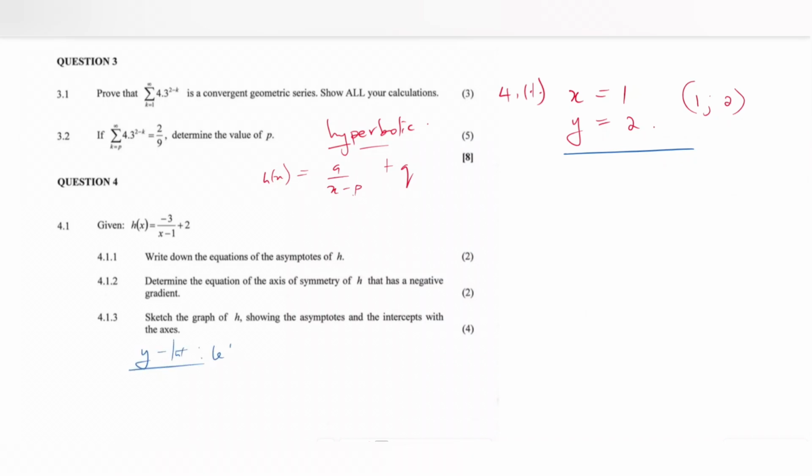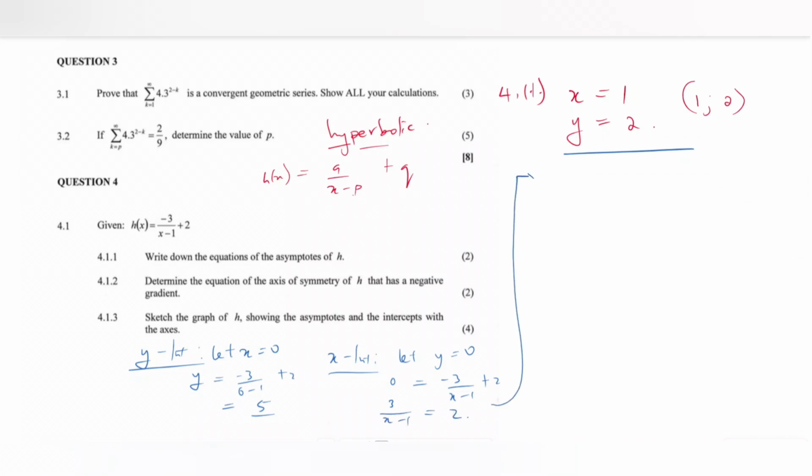Y-intercept, we let x is equal to 0. So y is going to be equal to minus 3 over 0 minus 1 plus 2. This is going to give us 3 plus 2, which is a 5. Then x-intercept, we let y is equal to 0. This is going to be 0 is equal to minus 3 over x minus 1, then plus a 2. We can take this whole fraction to the left. Then we're going to have positive 3 over x minus 1 is equal to 2.